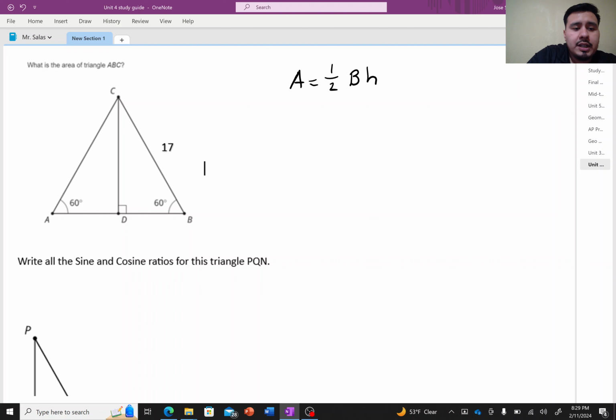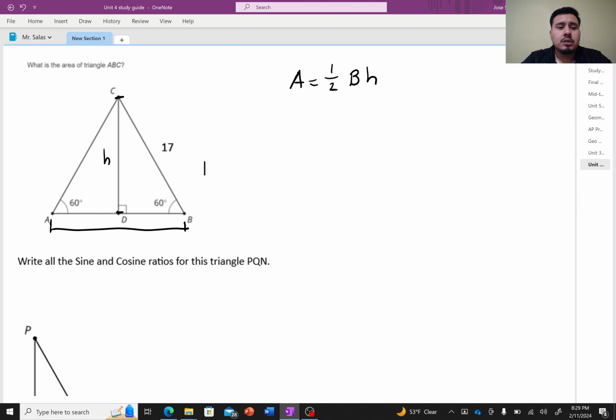Okay, so we need to know the distance from here to here, and we need to know what the height is. So that's from here to there. So H is the line that's shared between both triangles.